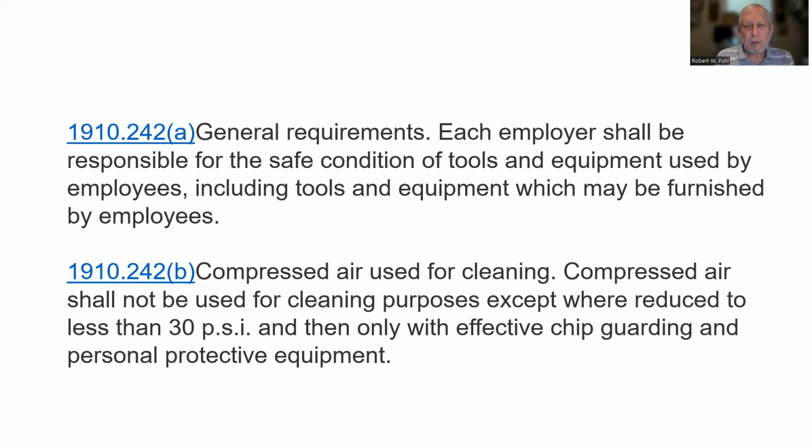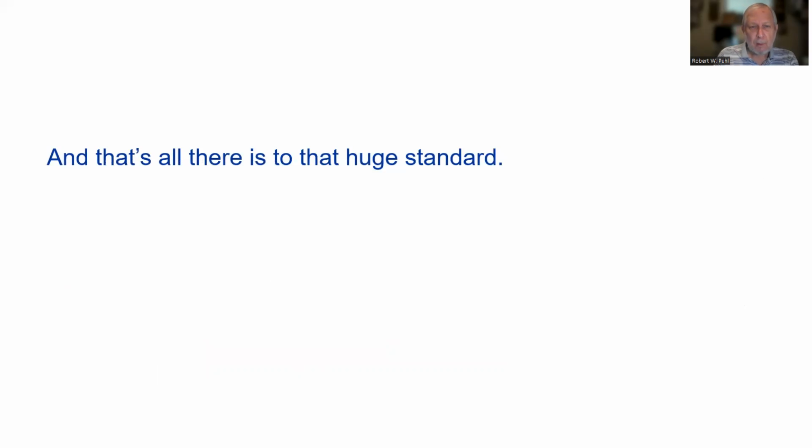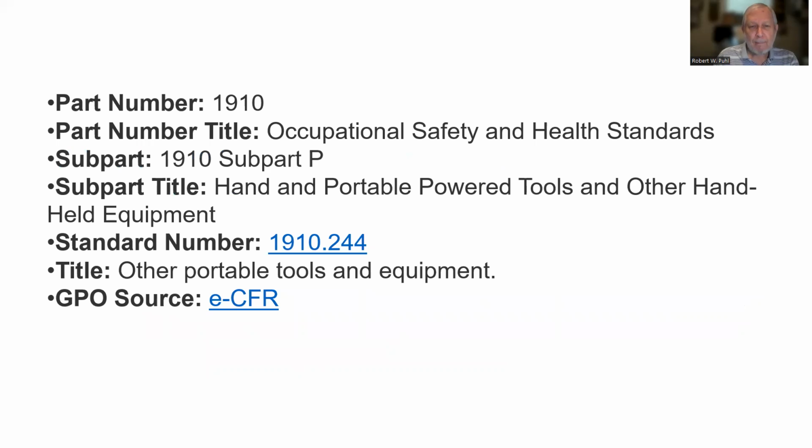And the first one is important because some companies do this, and it's okay to do that, requiring usually maintenance people to bring their own tools. And that's okay, but the employer is still responsible for the safe condition of those tools and equipment used by employees. So bear that in mind. That's all there is to that huge standard, two paragraphs, my kind of standard. All right, the last one here in this particular video is 244, other portable tools and equipment.